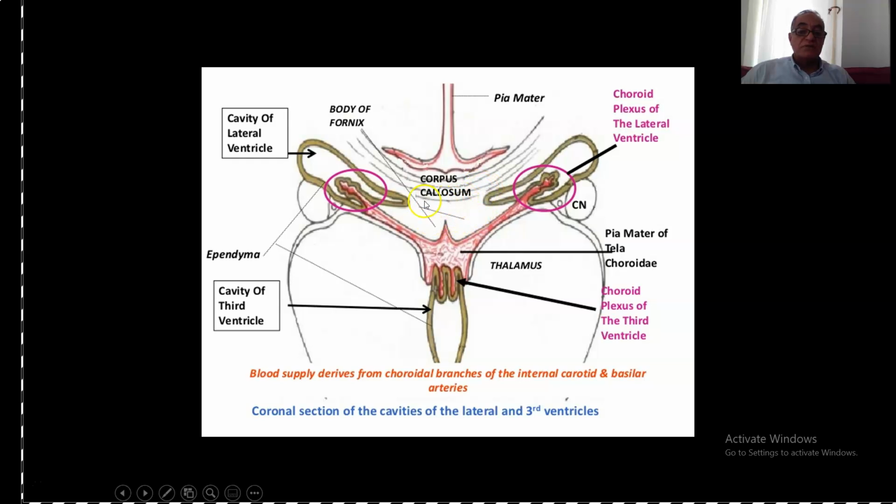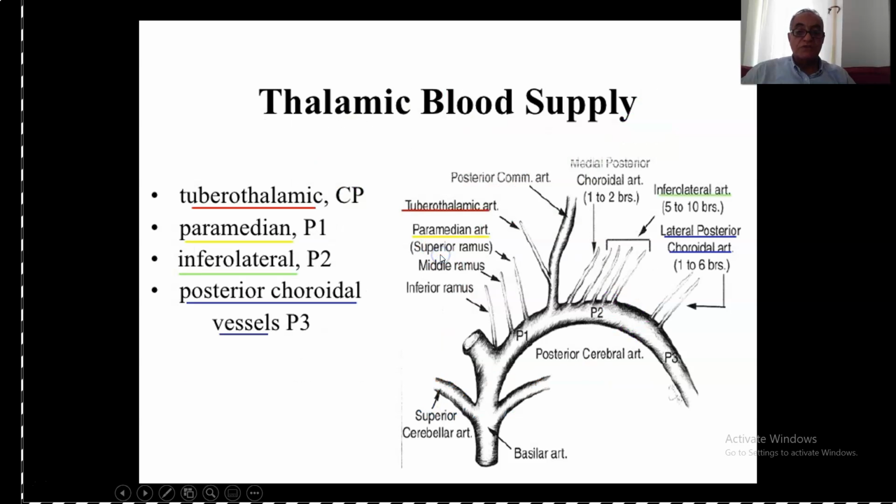This is a view of the roof of the thalamus, which is the body of the lateral ventricle, and here is the choroid plexus in the lateral ventricle. Here is the right and left thalami, the cavity in between is the third ventricle, and here is the choroid plexus in the roof of the third ventricle.